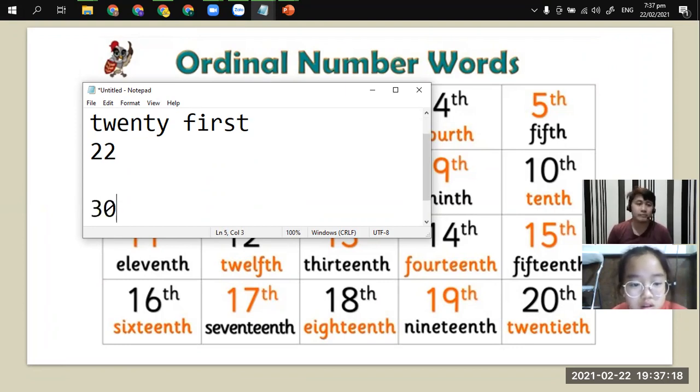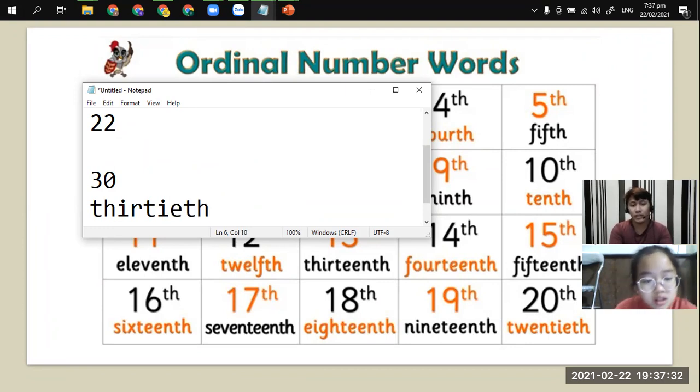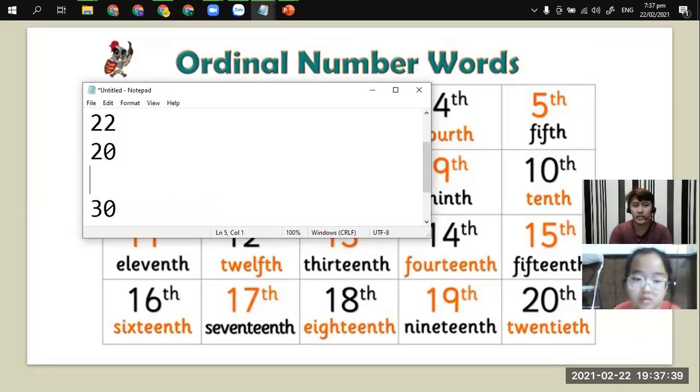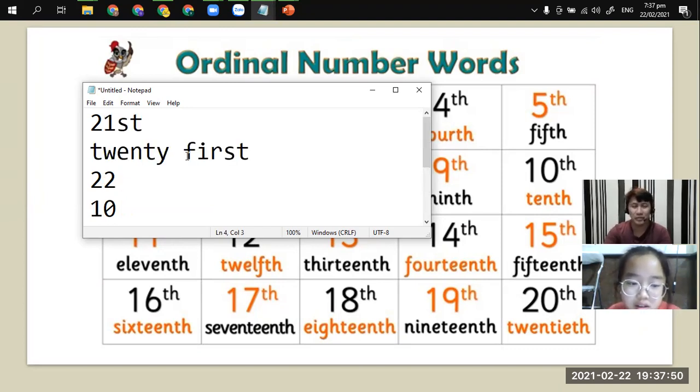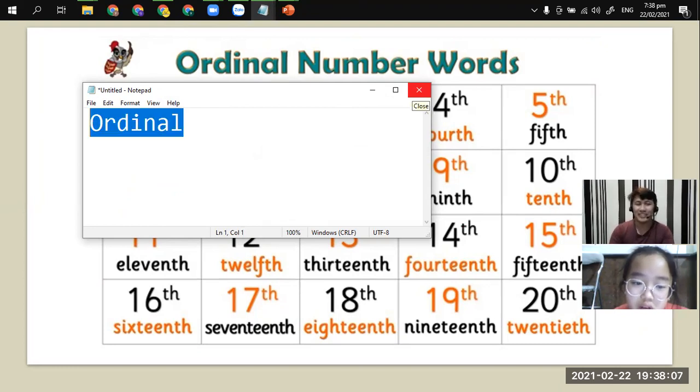What about this one? 13th. And this one? 30th. Can you say it? 30th. Okay. And 20, how do you say 20? 20th. What about this one? 10th. All right, so kindly remember. What do you call these numbers? You call these numbers ordinal. Can you say it? Ordinal. Very good.